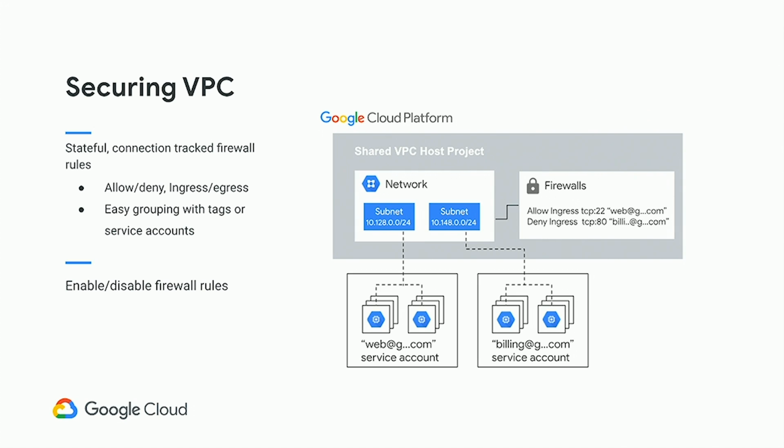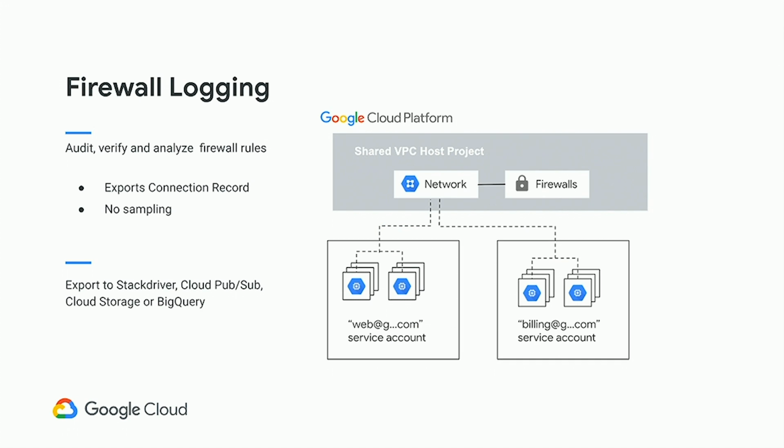Now, another really important feature is enable and disable firewall rules. This is something that we have launched in the past year. So if you're troubleshooting your network and you would like to find out the root cause of an issue by temporarily disabling a firewall rule and seeing what effect it has on the network, then now you don't have to delete the firewall rule and recreate it. You can simply disable and then re-enable the firewall rule.